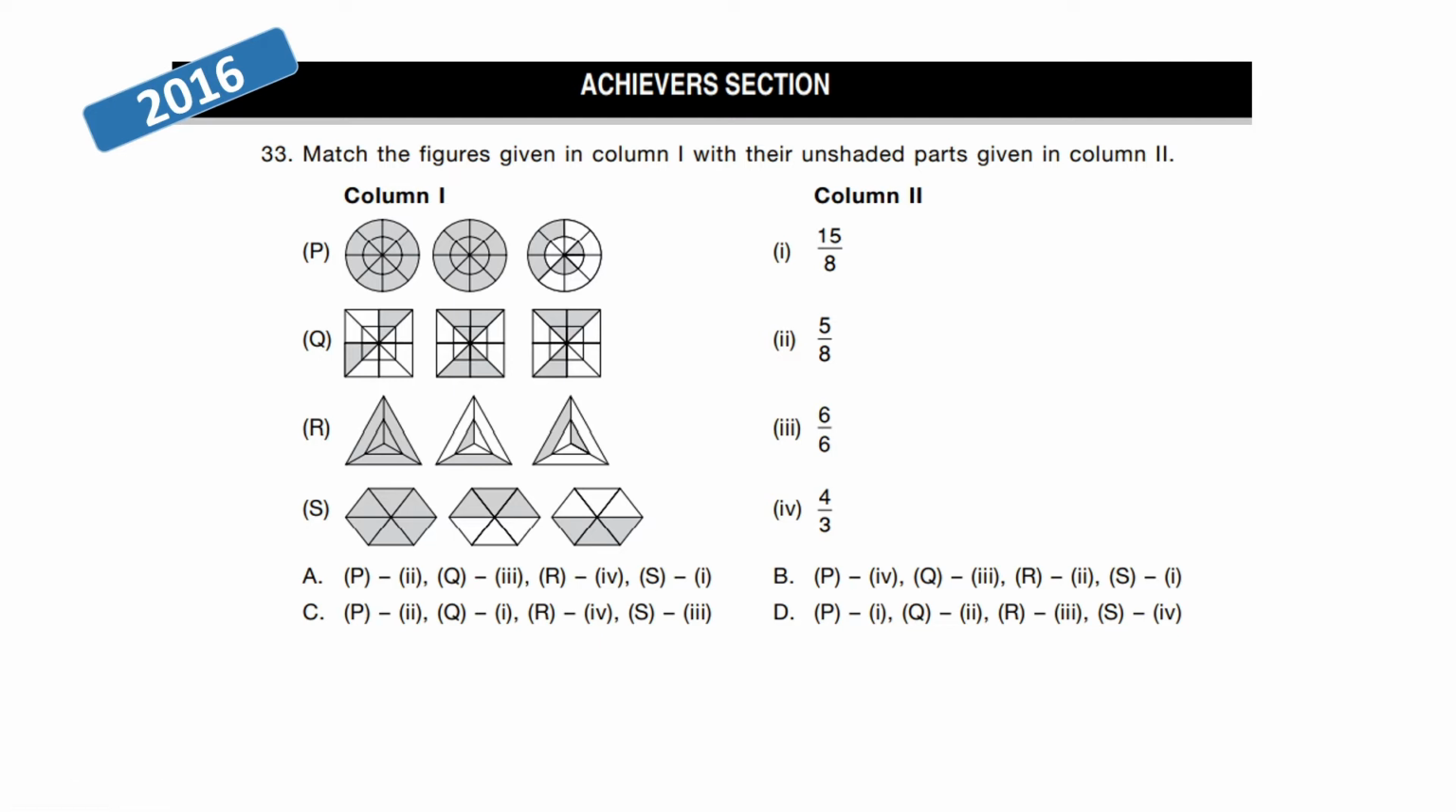Well, let's start with the easy one. Let's start with S. Now in S, if I shift the shaded portion to this image, it will be something like this. So that means two portions are completely shaded and one portion is unshaded. Now one portion is nothing but the same number divided by itself, which gives 1. So this is the match.